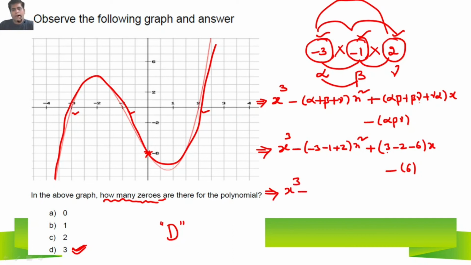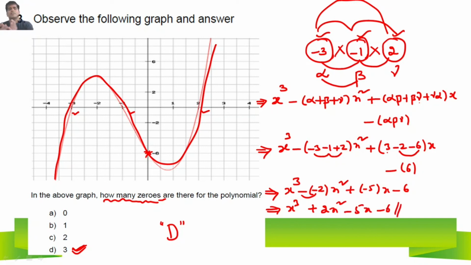So x cube minus, addition of integers, minus 4 plus 2, so minus 2, into x square, that is plus 2x square. Here 3 minus 8 is minus 5x, and minus 6. So the expression I am writing here is x cube plus 2x square minus 5x minus 6. This is what he is asking in question number 5. It is based on the formula. If you know this formula, you will get it easily. The expression is x cube plus 2x square minus 5x minus 6.